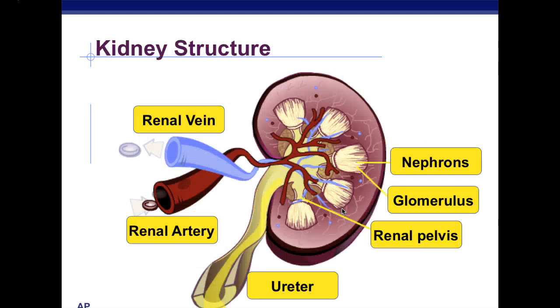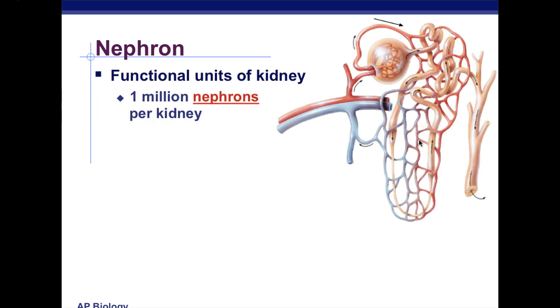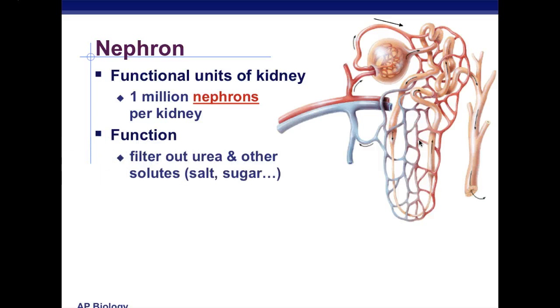So looking at kidney structure, here's our full kidney, and all these little lines here represent nephrons. There are millions of nephrons that make up a single kidney. So here's a nephron, the functional unit of the kidney. This is actually where filtration takes place, and the nephron is all this part here in tan. The part here in red and blue represents the circulatory system in your blood. So there's about 1 million nephrons per kidney, and the function of these is to filter out urea, so the nitrogen waste, and other solutes, so excess salt, sugar, etc.